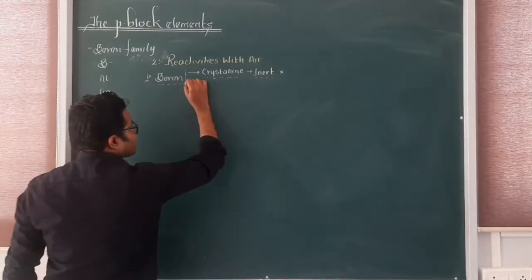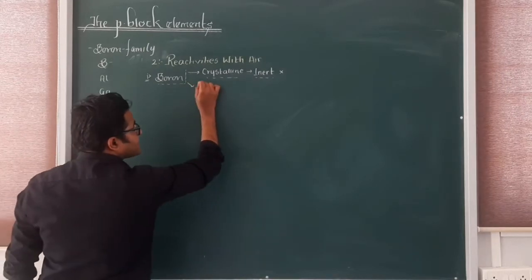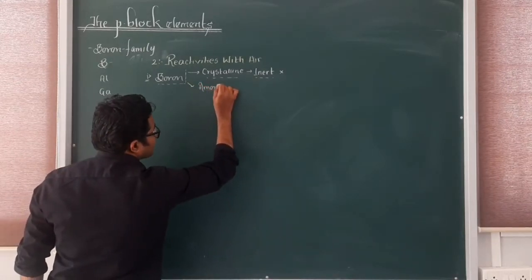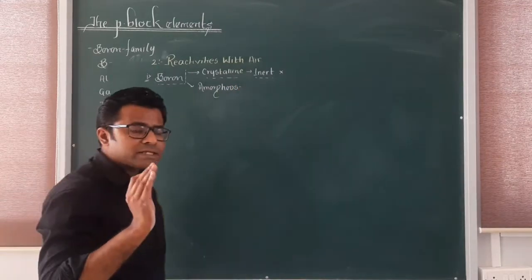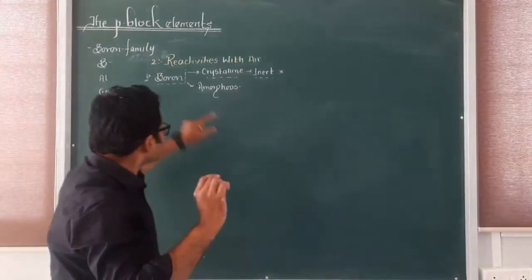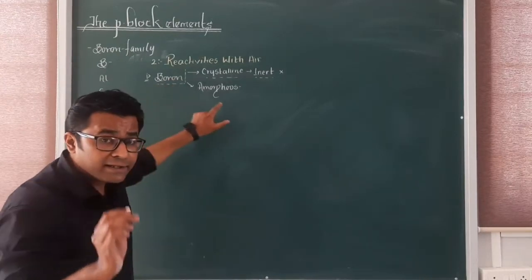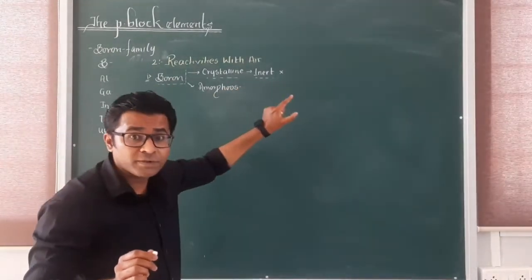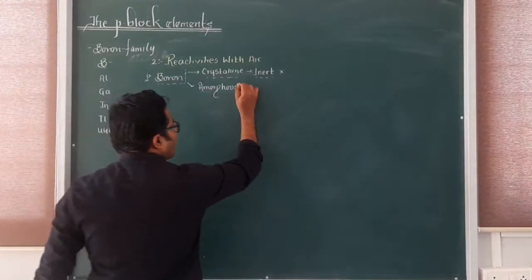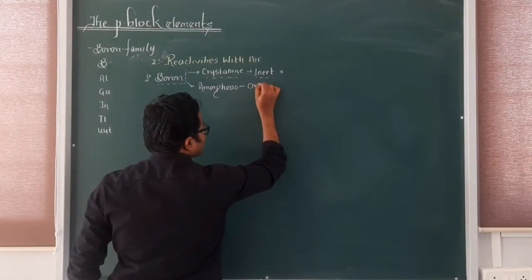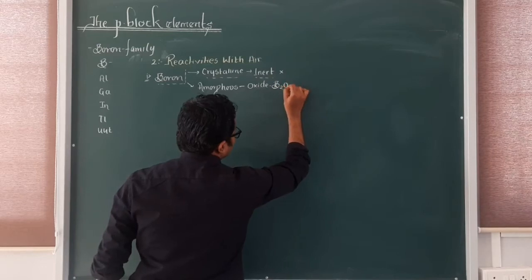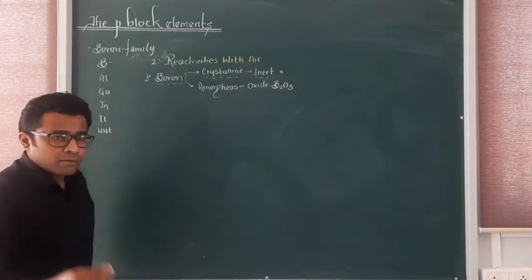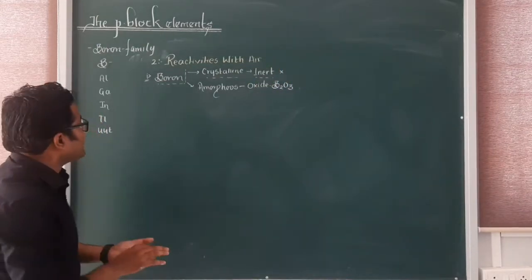Well, when we observe the second state, the amorphous state, boron readily reacts when taken in its amorphous condition in order to form the oxides. And that oxide is B2O3, boron oxide.